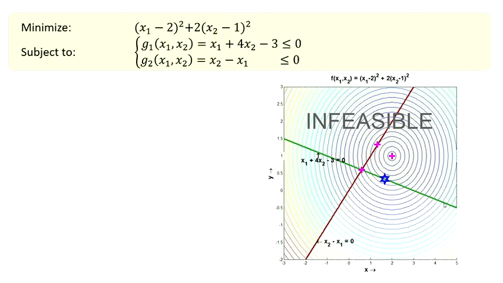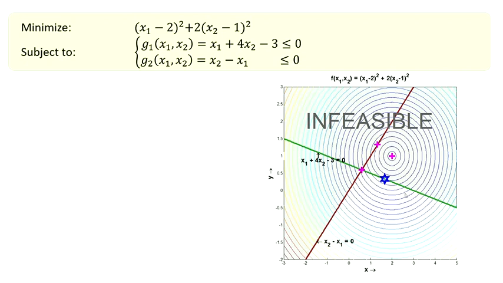Okay, and this green line corresponds to the first constraint. This side is infeasible for the green line, and this side is feasible. This region here is where G1 is less than 0. This brown line corresponds to the second constraint. This is where x2 minus x1 is greater than 0. This is where x2 minus x1 is less than 0. Okay, so these three quadrants here are infeasible.